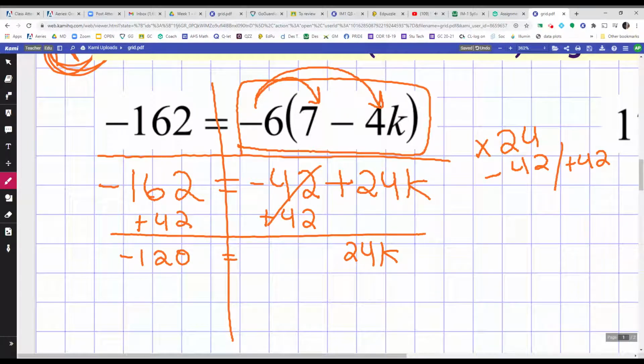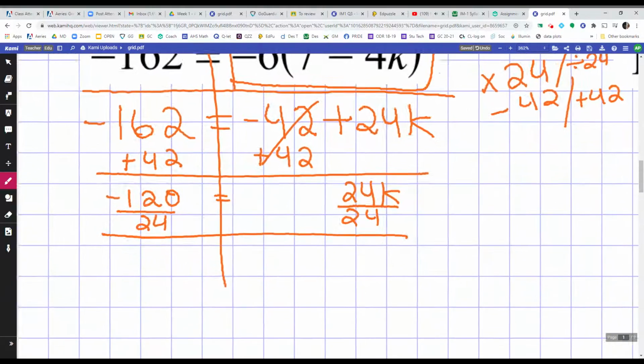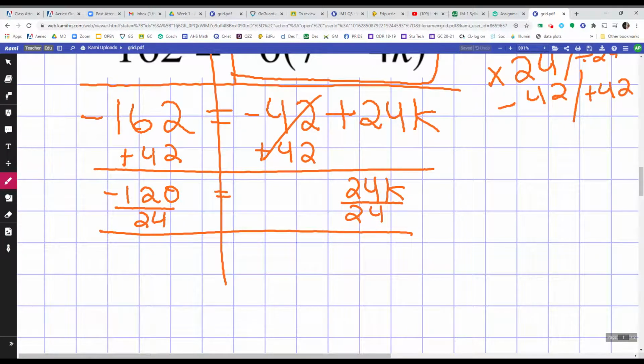Okay, now 24 times k, I'm going to divide by 24. Using the fraction bar, 24 on the right side, 24 on the left side. I'm going to draw a line. 120 divided by 24 is 5. -5 equals k. Is my k alone? Yes, it is. Then I'm done.